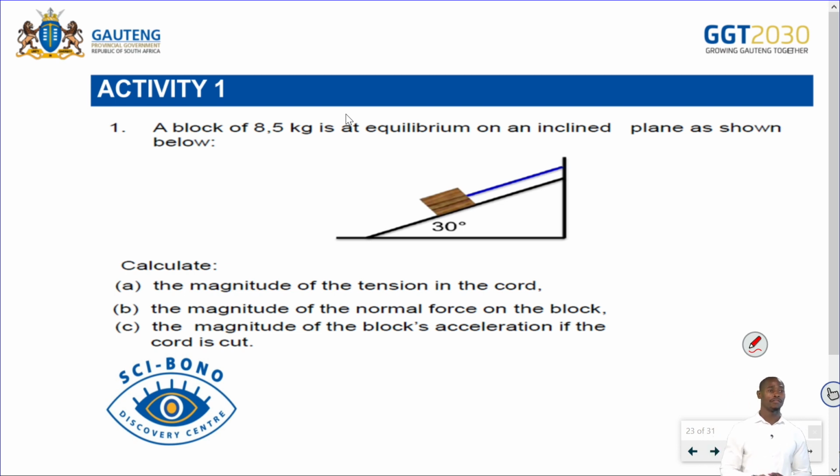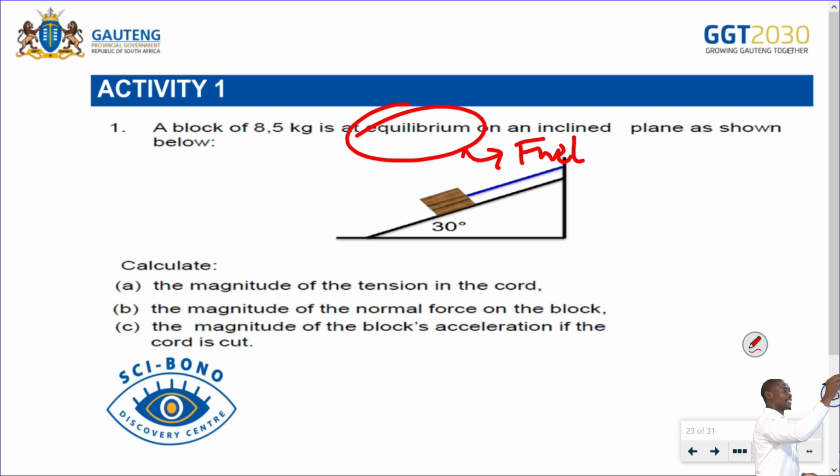So you have a block of 8.5 kilogram. A block of 8.5 kilogram is at equilibrium. This is very, very important. At equilibrium, we already know F net equals 0 newtons. So it's the application of which law? It is the application of Newton's first law. On an inclined plane as shown below, calculate the magnitude of the tension in the cord.